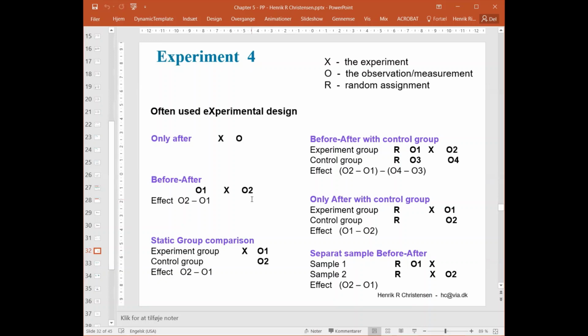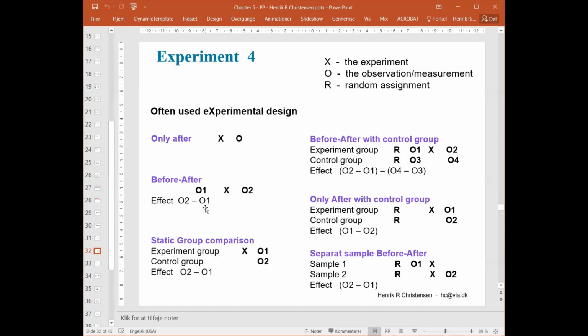And if we are using a scale where people are indicating from 1 to 5 how satisfied they are, then we can calculate an average of O1, we can calculate an average of O2, and that means we can calculate the effect of the experiment by simply saying O2 minus O1.